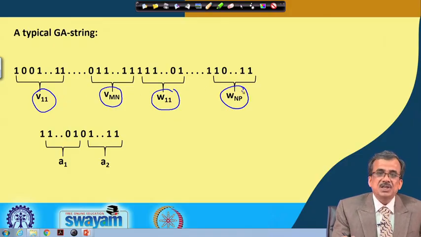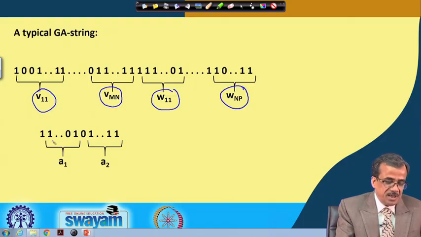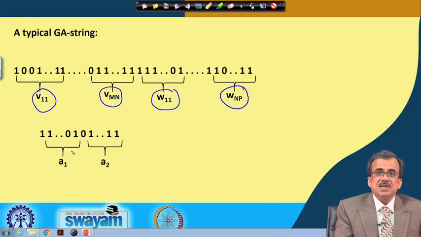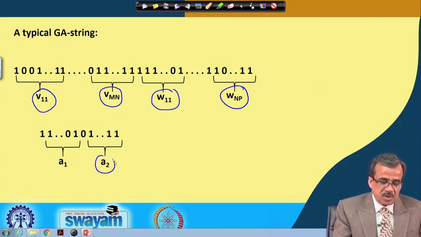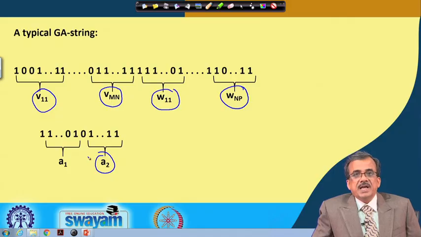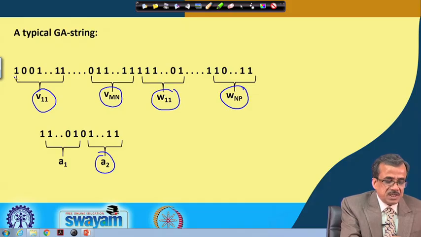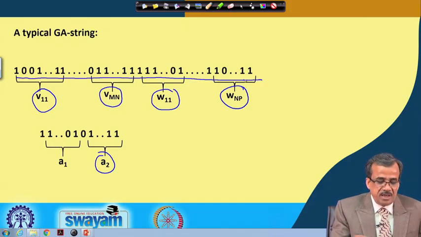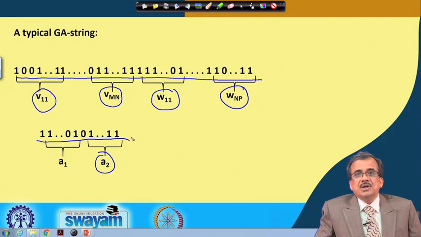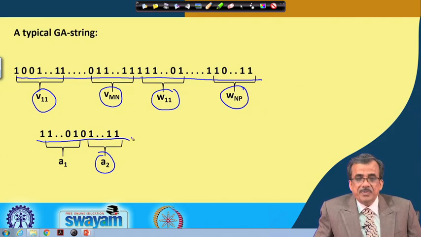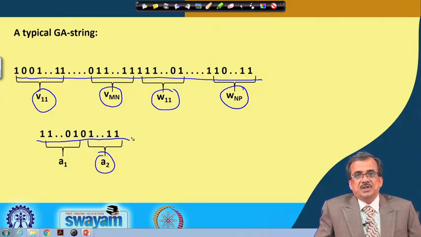To represent each of these connecting weights, I will have to assign a few bits. Then to represent A1, the coefficient of the transfer function for the log sigmoid transfer function, and A2, the coefficient of the transfer function for the tan sigmoid transfer function, we will also have to assign bits. This GA string is going to carry information of the whole network, supposing that we know the architecture, and we are doing this optimization for a fixed architecture or fixed topology.